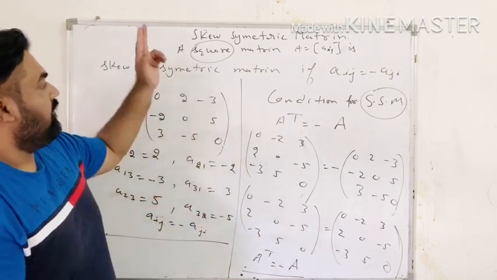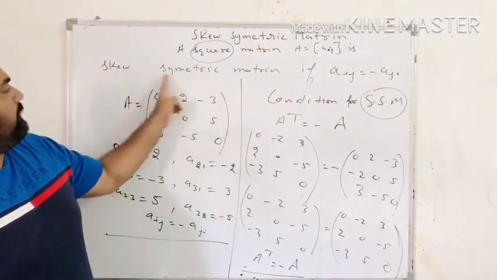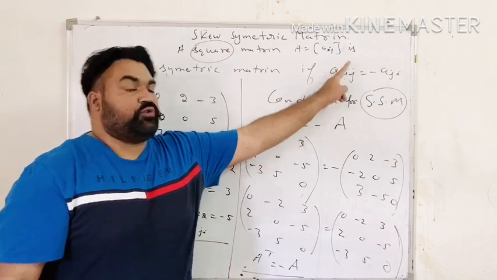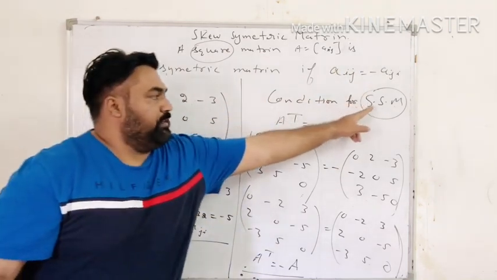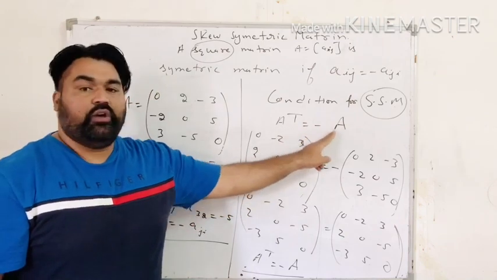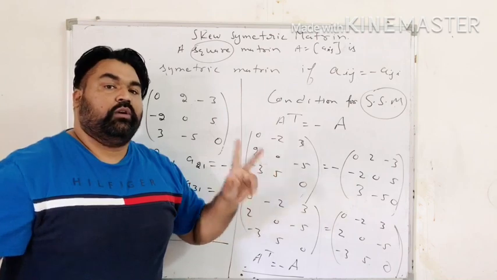I repeat, a square matrix A equals [Aij] is a skew symmetric matrix if Aij equals minus Aji. So the basic condition for a skew symmetric matrix is A transpose equals minus A, but in a symmetric matrix, A transpose equals A.